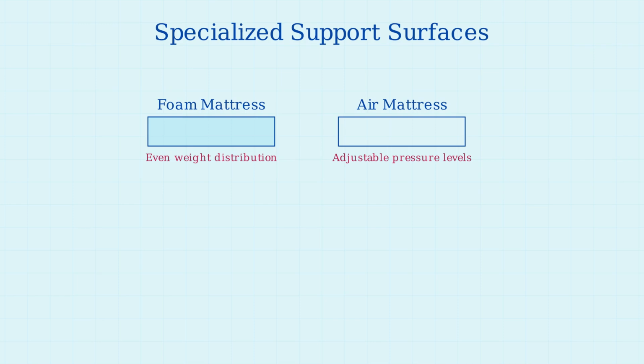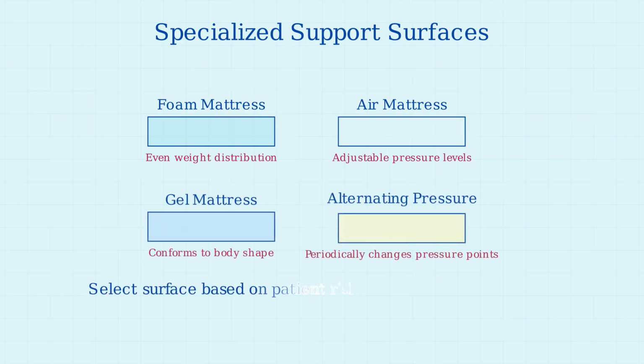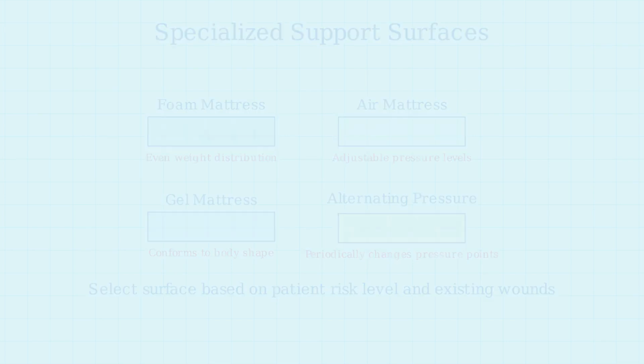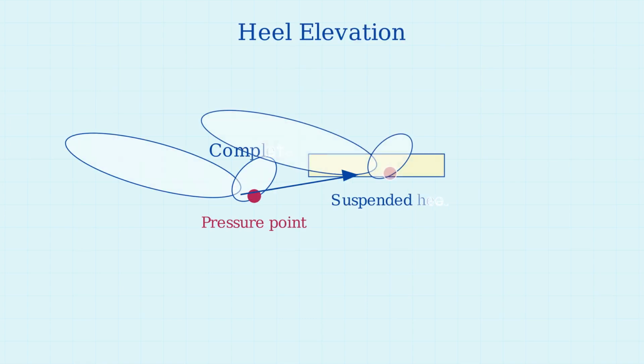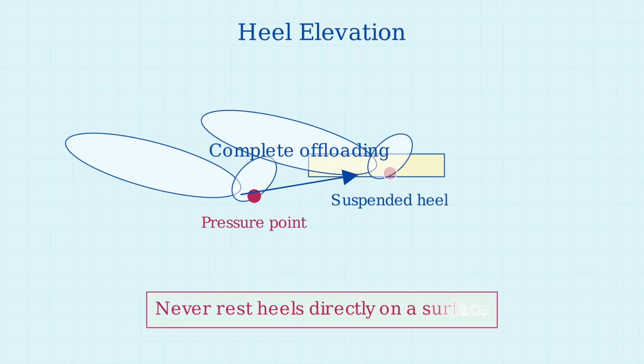Specialized support surfaces like foam, air, gel, and alternating pressure mattresses help redistribute pressure. These surfaces should be selected based on the patient's risk level and condition of existing wounds. Heel elevation devices completely suspend the heels to eliminate pressure on this vulnerable area. Never allow heels to rest directly on any surface for patients at risk of pressure injuries.